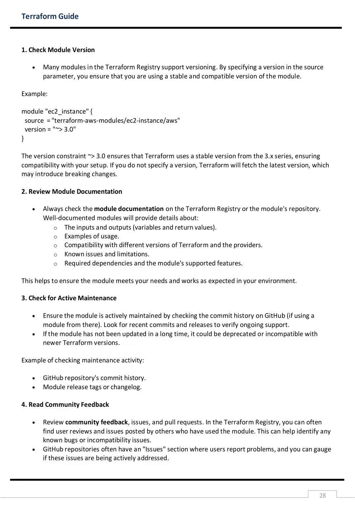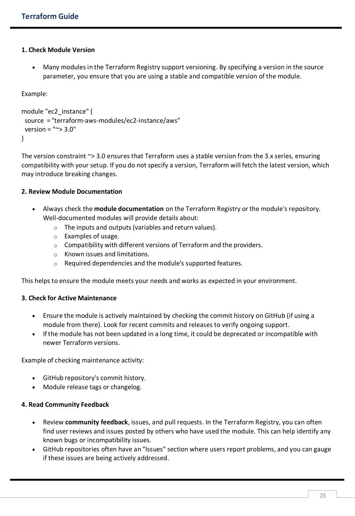3. Check for active maintenance. Ensure the module is actively maintained by checking the commit history on GitHub. If using a module from there, look for recent commits and releases to verify ongoing support. If the module has not been updated in a long time, it could be deprecated or incompatible with newer Terraform versions. Example of checking maintenance activity: GitHub repository's commit history, module release tags or changelog.